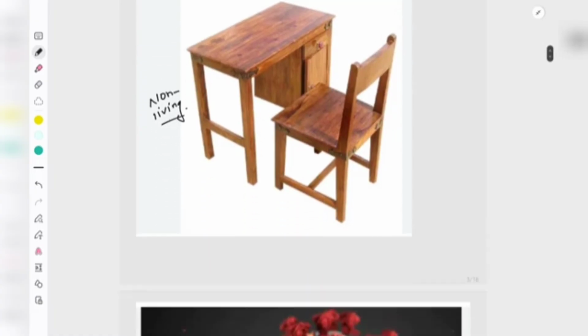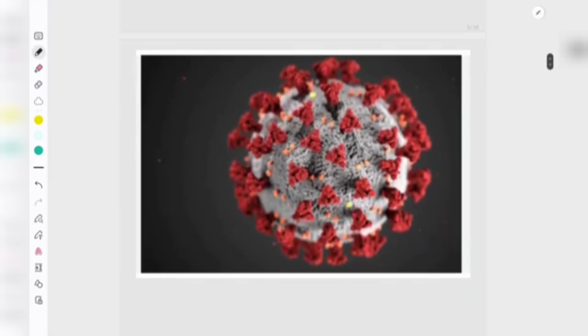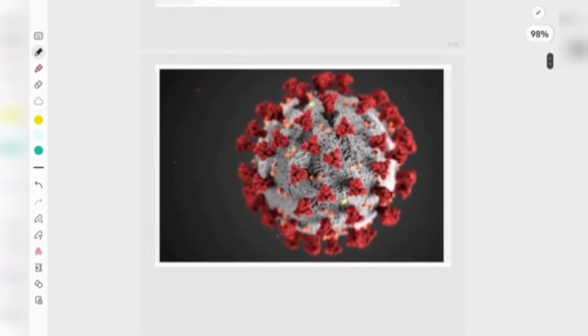Okay, the classic dilemma. First of all, look at this image. What do you think of this image? Tell me, what is this image? Is it some kind of flower? Some butterfly? To me, it seems like a kind of butterfly. What do you think, guys?